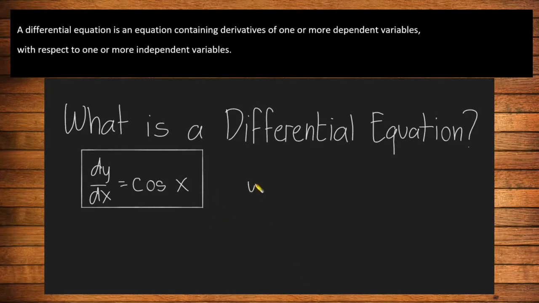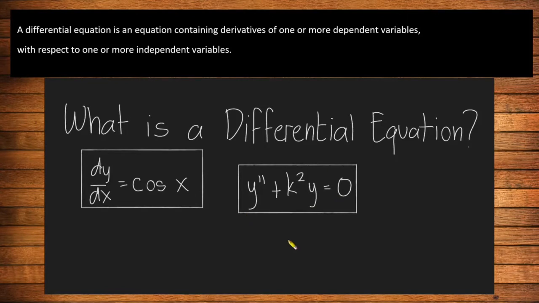Next example we have is y double prime plus k squared y equal to 0. Y double prime, that is just another way of writing the second derivative of y. Okay? So we have the second derivative of y plus some constant k squared times y equal to 0. Again, we have a derivative in our equation, therefore this is a differential equation.